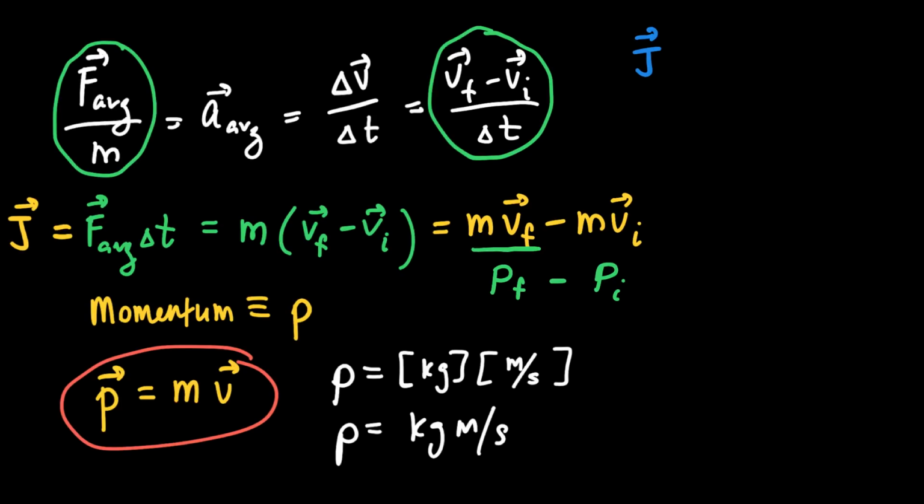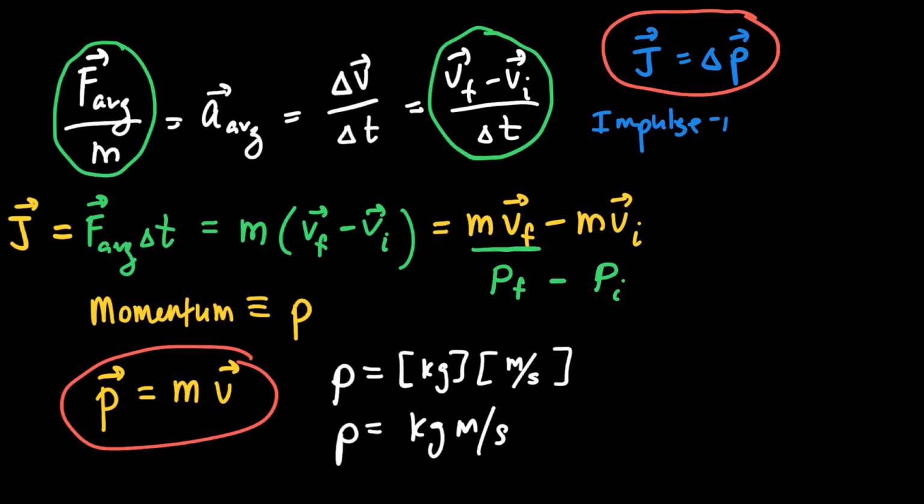The fact that impulse is equal to a change in momentum, J equals delta p, is something we'll call the impulse momentum theorem. So kind of like the work-energy theorem, we have an impulse momentum theorem. So any change in an object's momentum is due to an impulse, some force that has acted on it over a certain time interval.